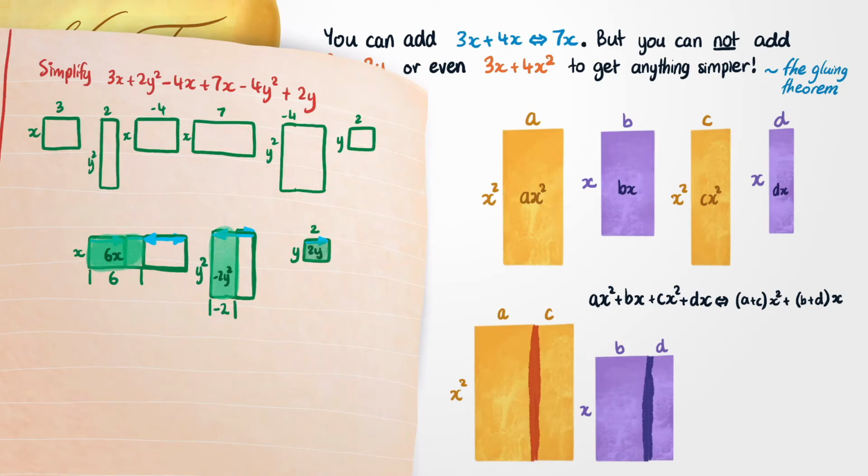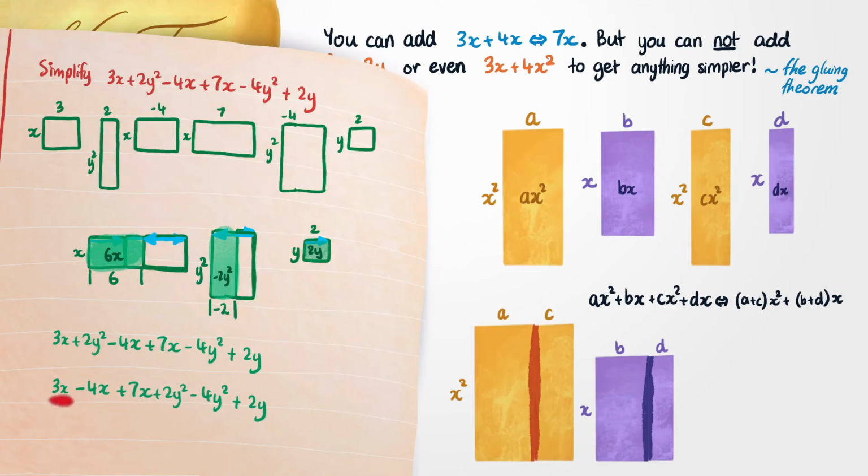But the way I'd actually expect you to do this is to avoid the boxes altogether. So let me show you how I'd do this if we didn't want to draw any pictures. Okay, so for starters, I'm going to grab each of the terms with an x and bring them together. Then all the terms of the y can stay together, and all the terms of the y squared can stay together.